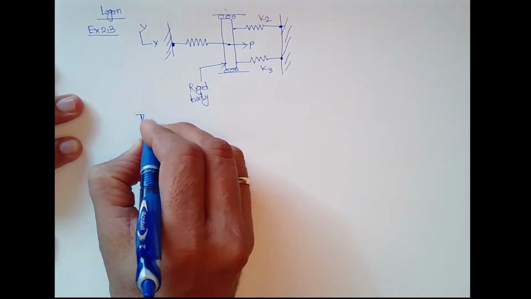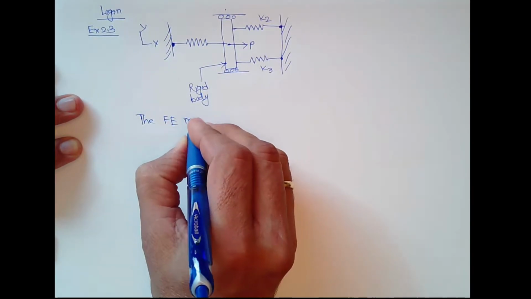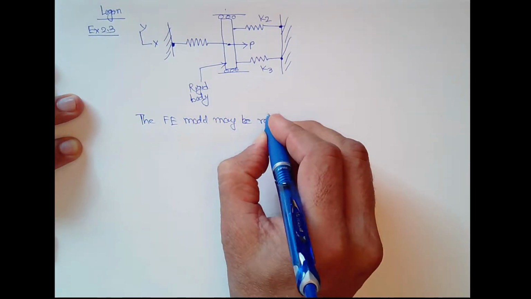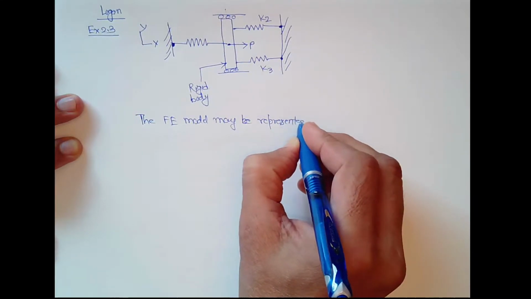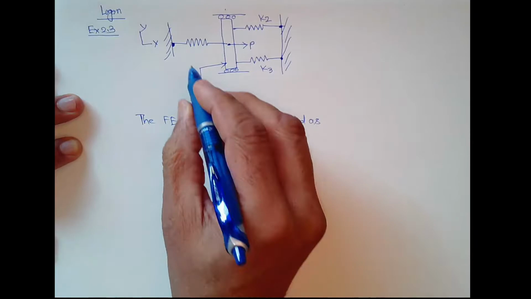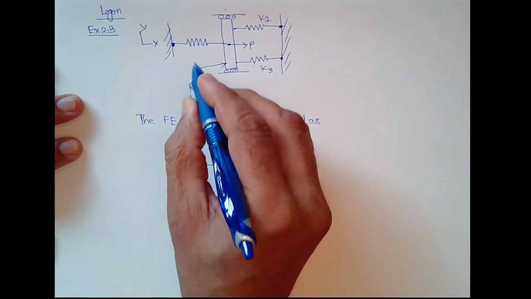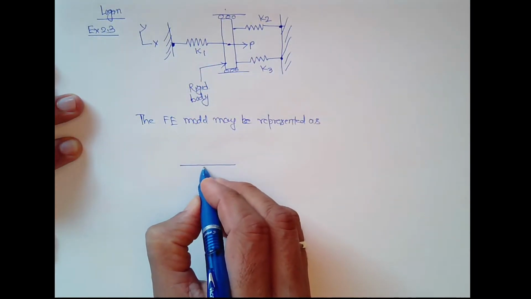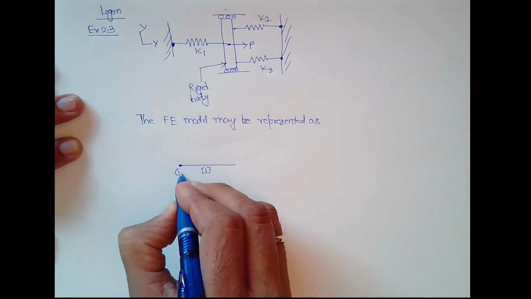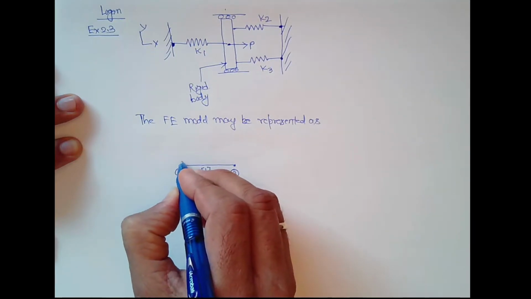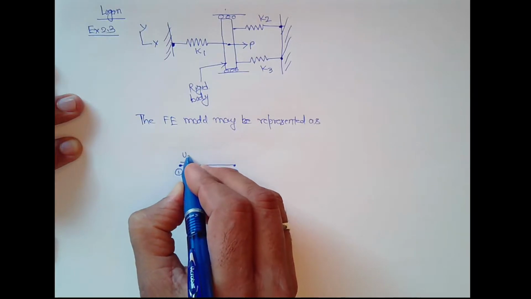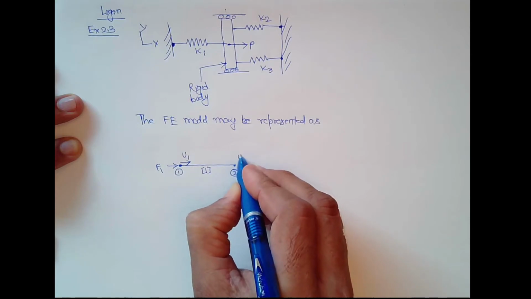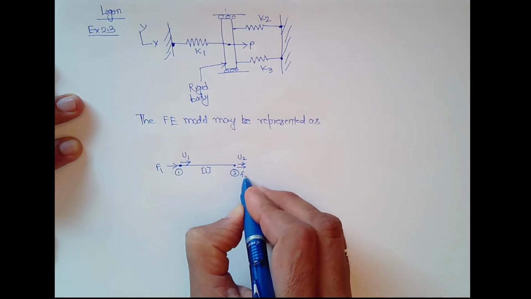Let us say the finite element model may be represented as follows. This is one element, and its stiffness is K1. Element 1 is connected at node 1 and node 2. Node 1 has a deflection U1 and a nodal force F1. Node 2 has a nodal deflection U2 and a nodal force F2.